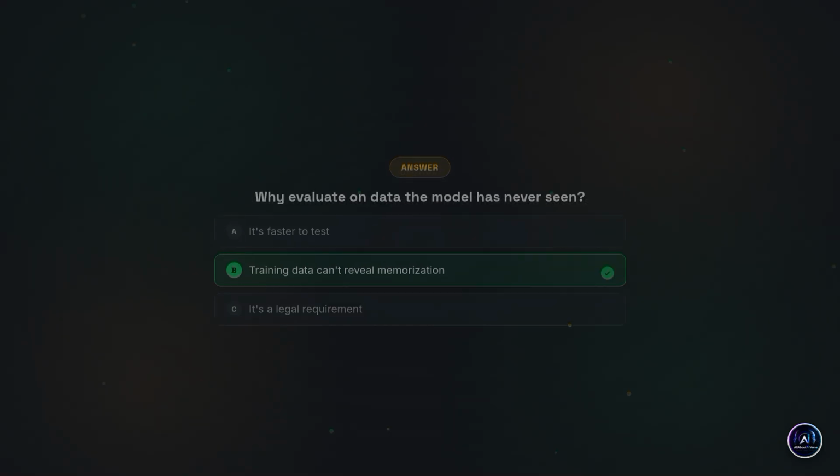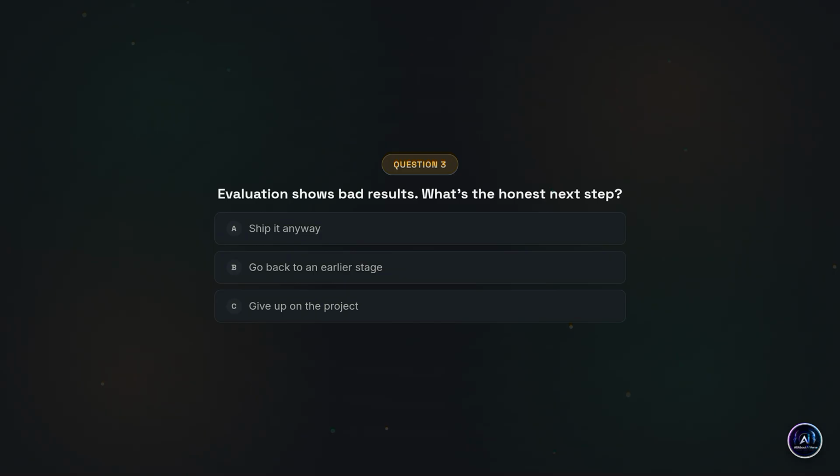Question 3. If evaluation reveals the model performs badly, what's the honest next step? Ship it anyway, go back to an earlier stage, or give up? The answer is go back to an earlier stage, usually data exploration or acquisition. That loop back is a normal, expected part of the real process.